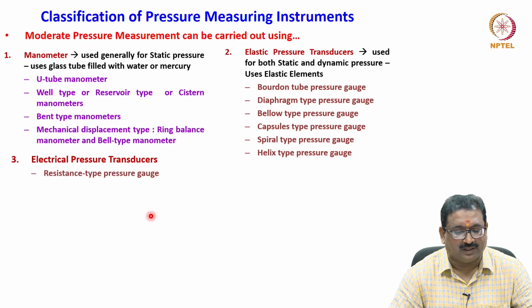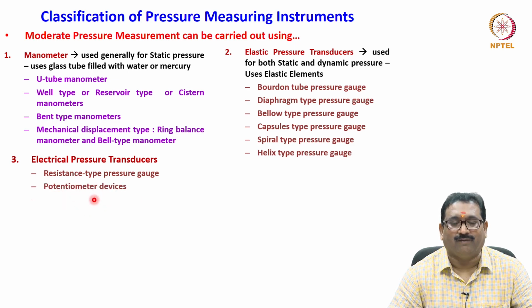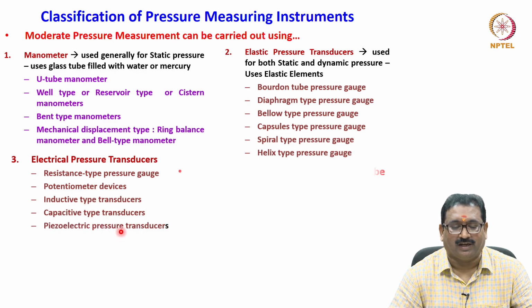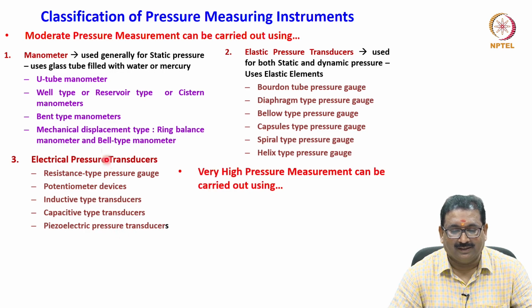Electrical pressure transducers for measuring the moderate pressure. Here resistance type pressure gauge, potentiometric devices, inductive type pressure transducers, capacitive type transducers, piezoelectric pressure transducer. These are for the moderate pressure measurement.